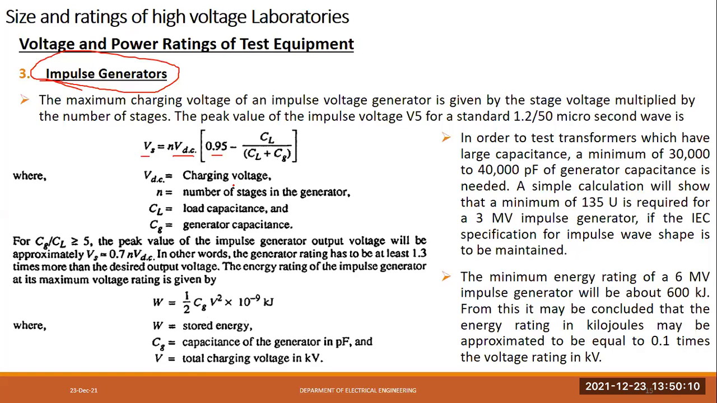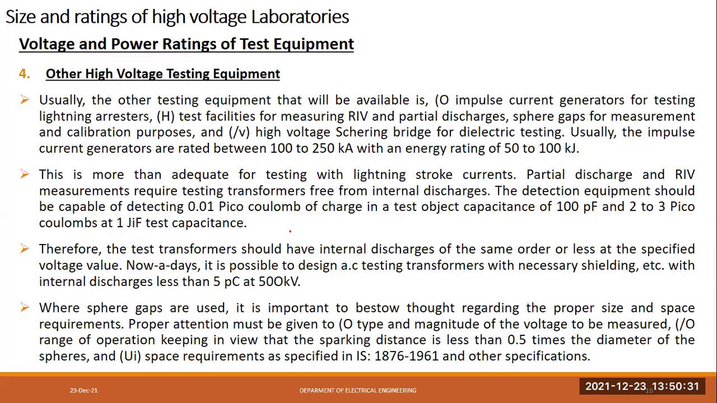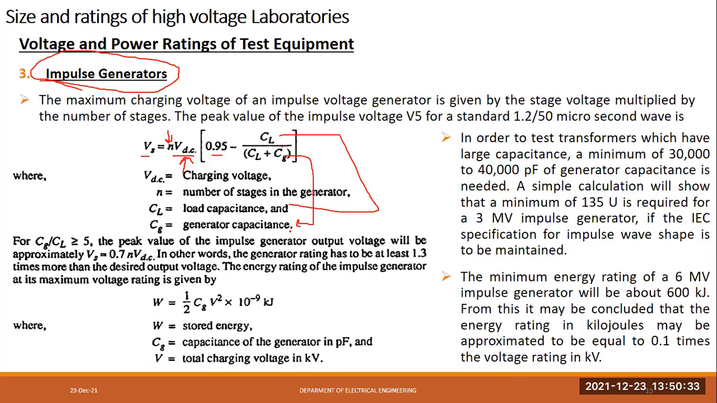So what does it mean? These are the values we can understand here. N is nothing but the number of stages. VDC stands for the charging voltage. CL stands for the load capacitance, and CG stands for the generator capacitance. So all the values are very crystal clear. But one thing we should understand is that the ratio of generator capacitance to load capacitance should be greater than or equal to 5. Why?